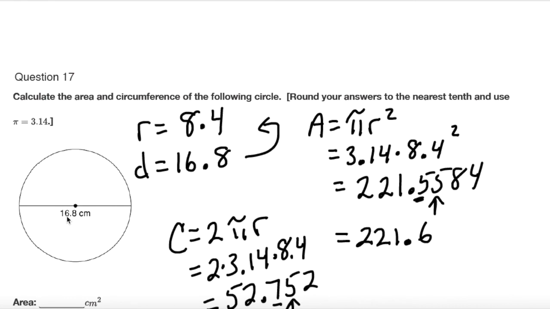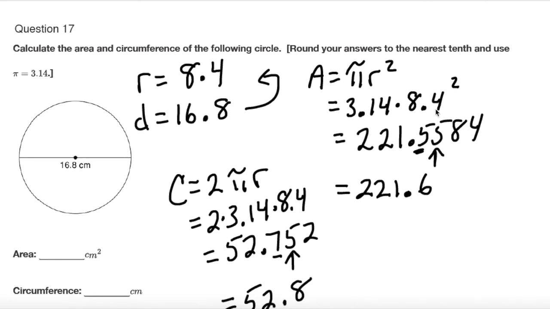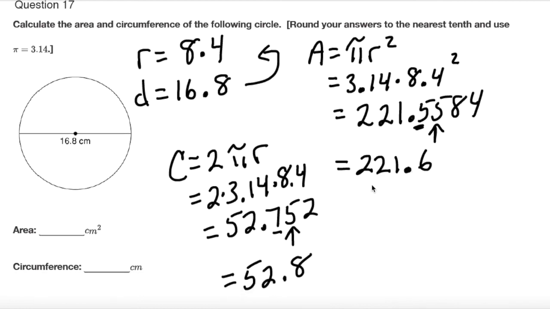Now this one, be careful. It starts with a diameter of 16.8, but we need the radius, so we're going to take this diameter and cut it in half and get 8.4 as your radius, and we're going to use 8.4 in these problems. And then there are the rounding.